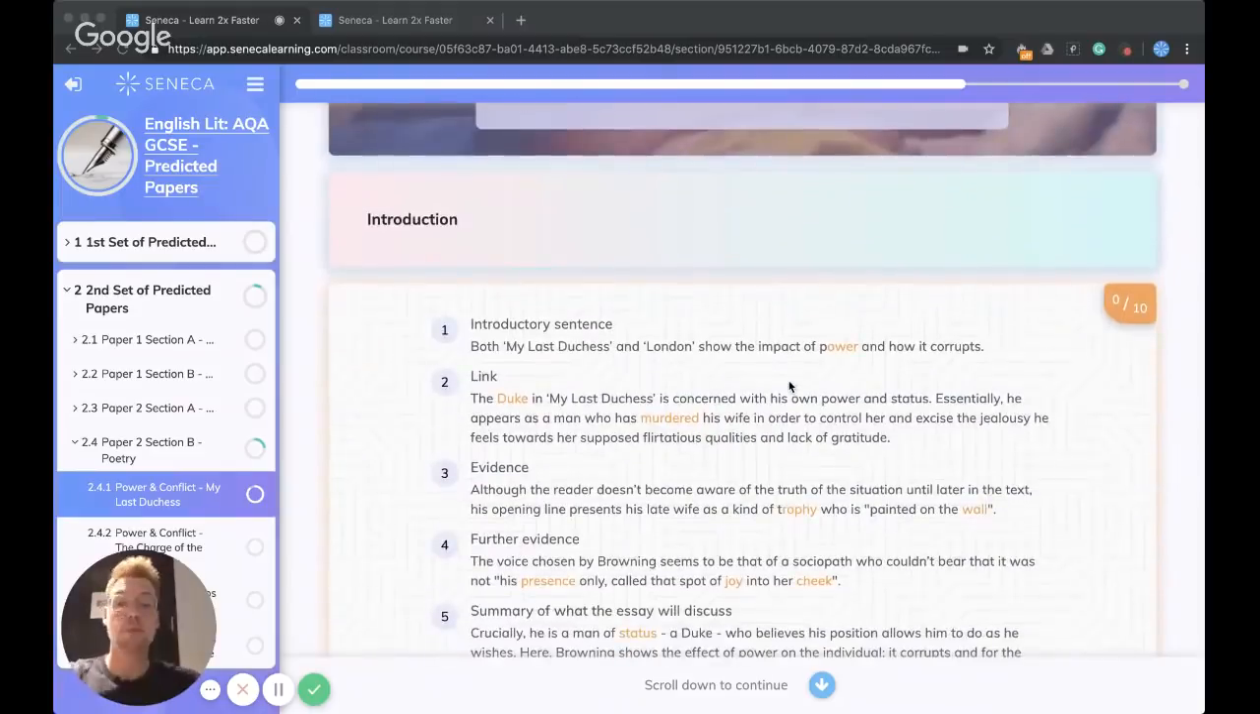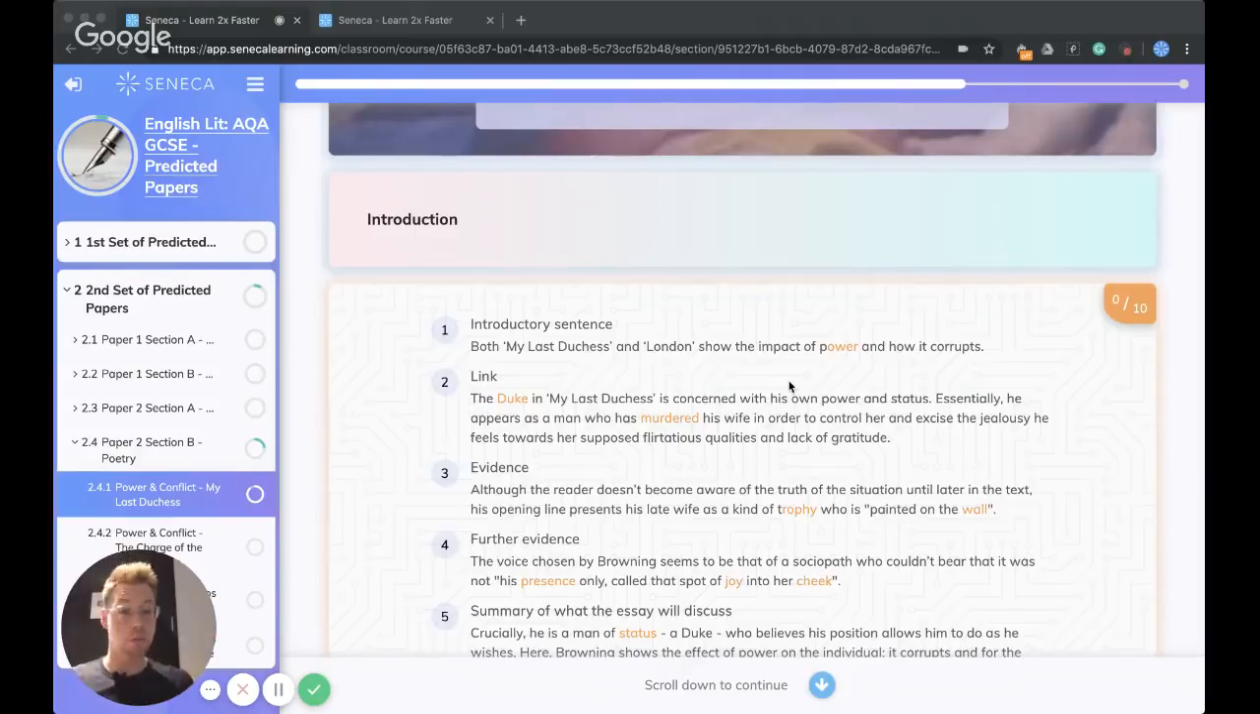So firstly, we have our introductory sentence, and you're going to want to link the poems from the get-go. I'm glad someone shouted out the poem London, because we're talking about it. So in the introductory sentence, you want to talk about both those poems. So both My Last Duchess and London show the impact of power and how it corrupts. We call this a topic sentence. So the first sentence should outline what the rest of your introduction is going to say.